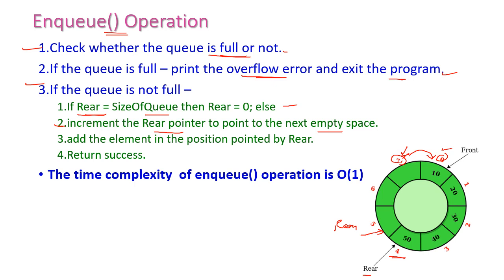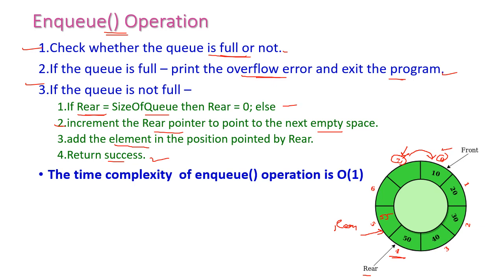Okay, and add the element in the position. So in this position, we need to add 55, for example. Okay, and return success. So this is how we need to insert a new item into the circular queue.